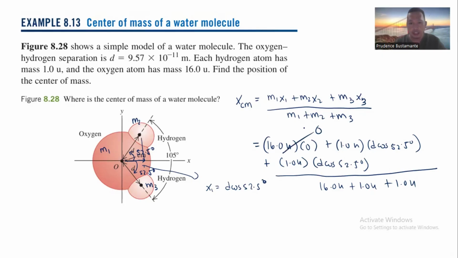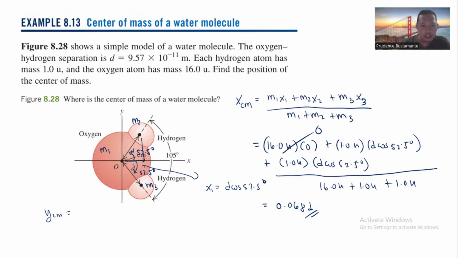Since this is equal to 0, calculate this one times cosine and the other one over, so we have here for the x center of mass 0.068 d, where d is equal to this one.